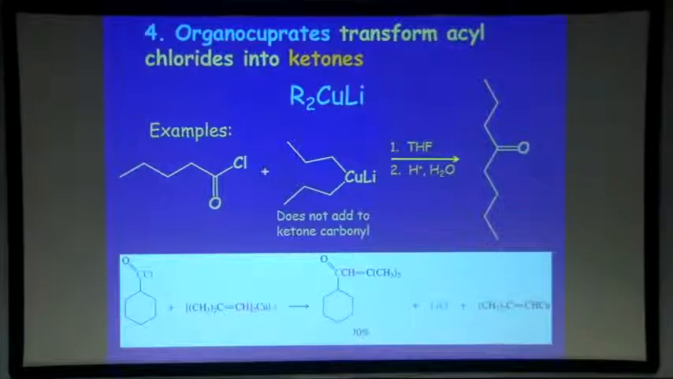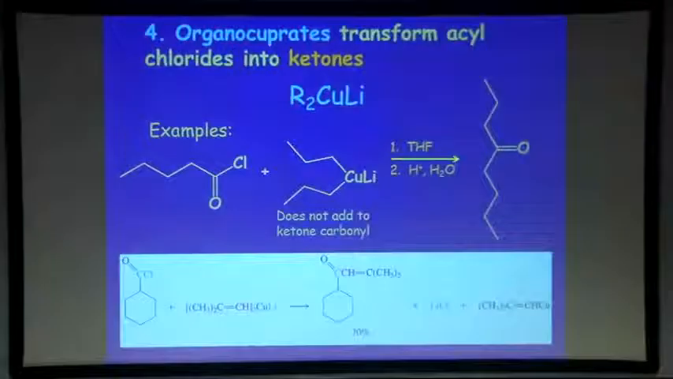We used cuprates before to do conjugate additions to alpha-beta unsaturated carbonyls. You may remember that. There you use the reduced reactivity of cuprates, plus the fact that they can act as electron transfer agents, to ensure beta attack rather than attack at the carbonyl function. Here we are doing attack at the carbonyl function, and these guys do not react with aldehydes and ketones.